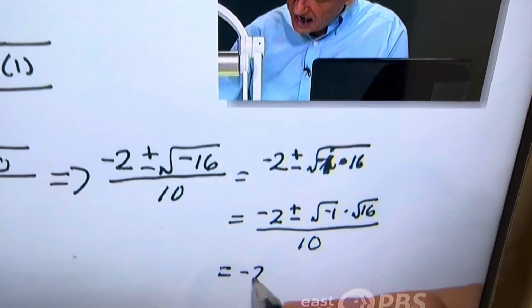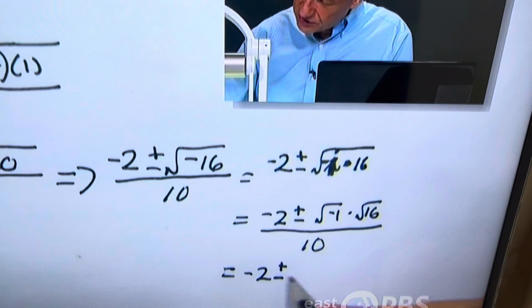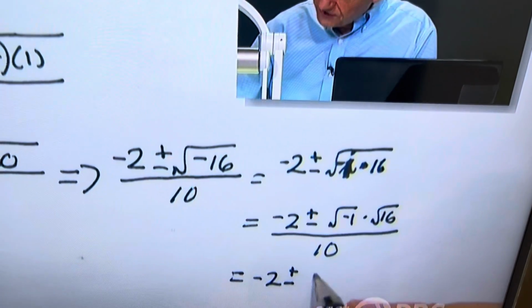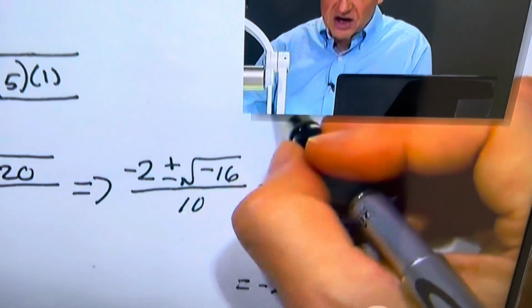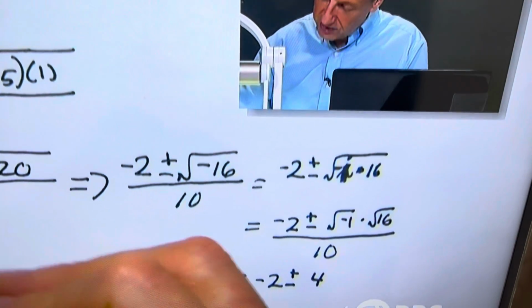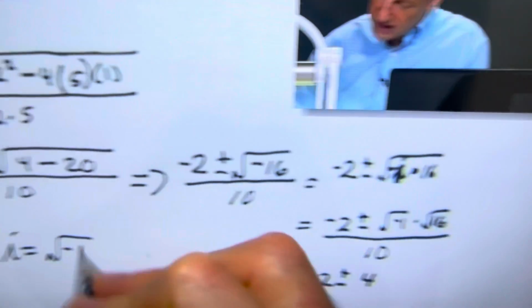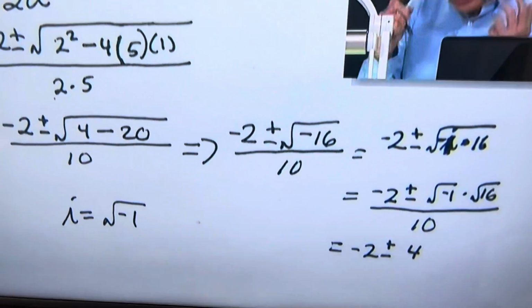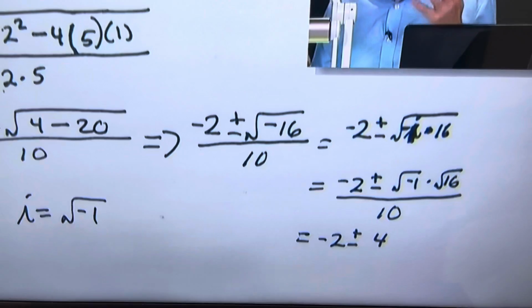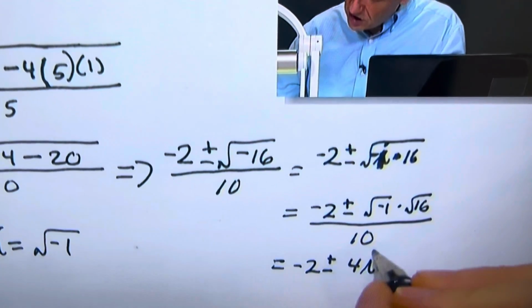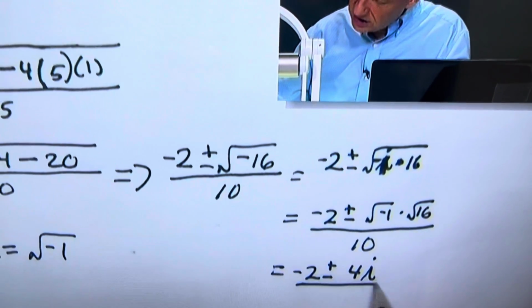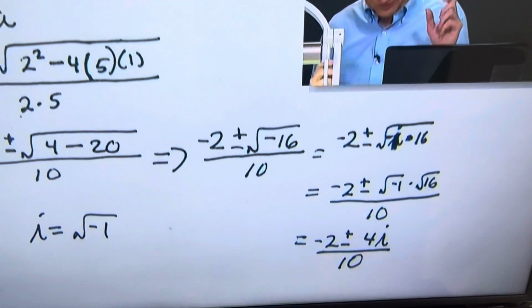So here's what's going to happen. We get negative 2 plus or minus. We're going to go ahead and put the 4 out here. I'm going to go ahead and put it. i is equal to the square root of -1. That's our unit. It's an imaginary unit that we have. It brings us into a whole new realm of mathematics. We'll put the i next to the 4, and keep it over the 10.